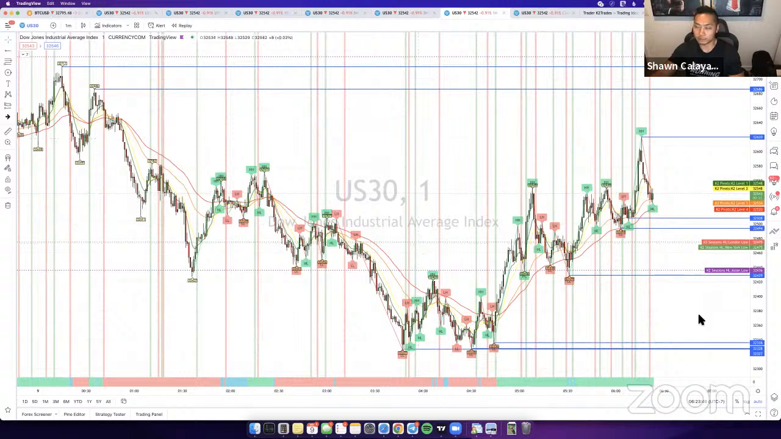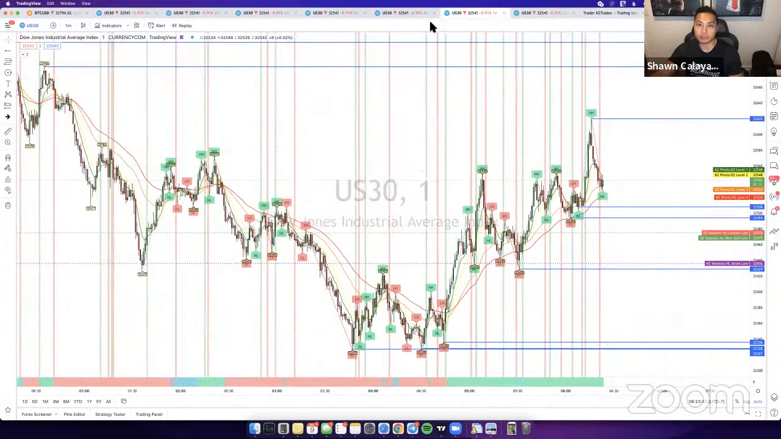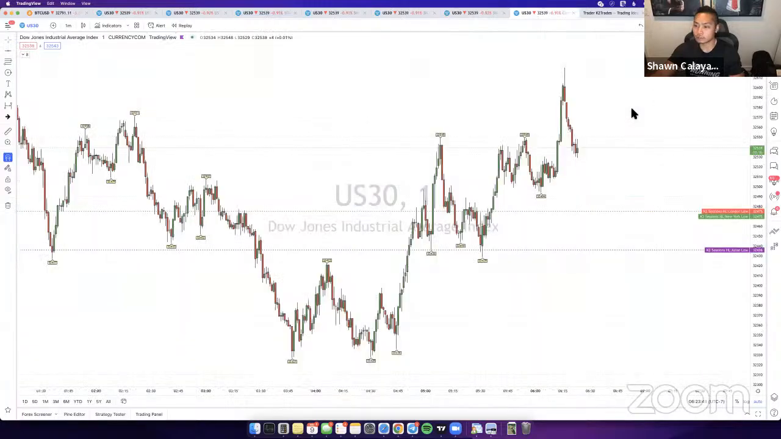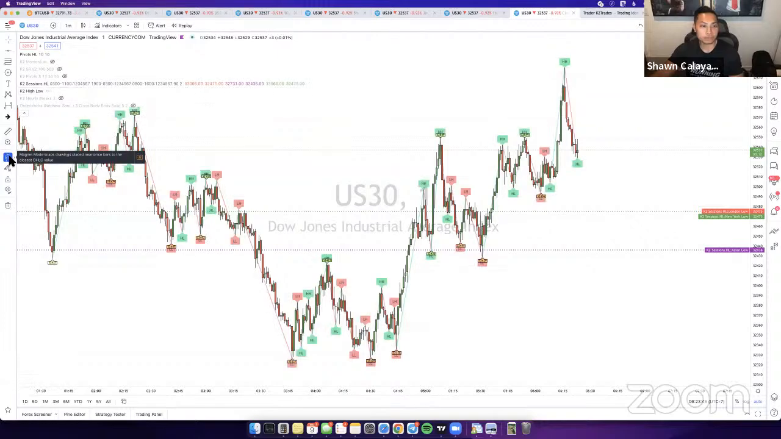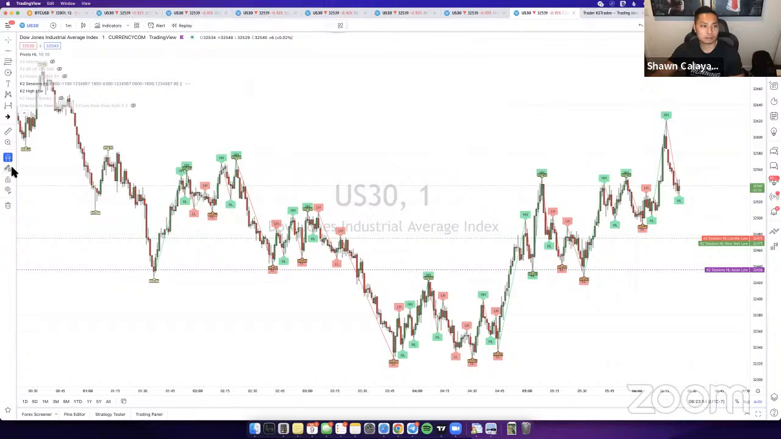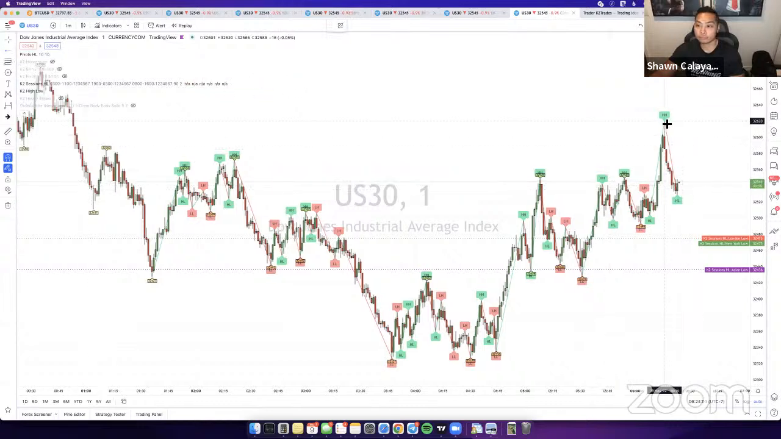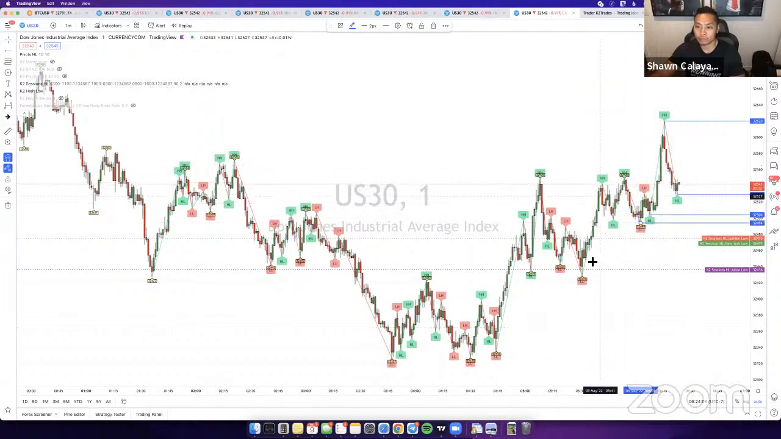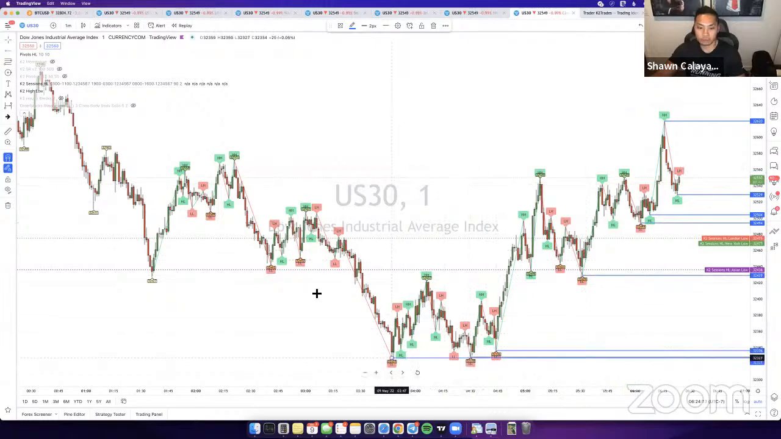So I got this marked up right here on the 1 minute. I'm going to go over here to the clean chart, mark up liquidity, and then we will go along with our analysis for today. All right, easy as that, guys.